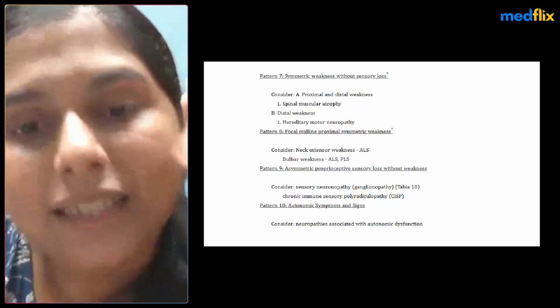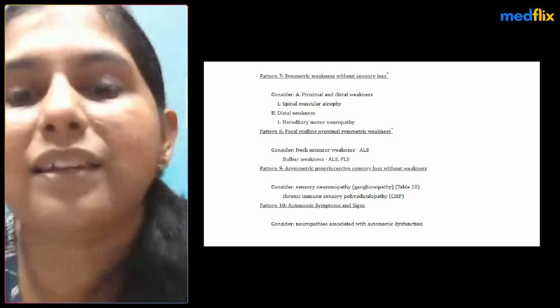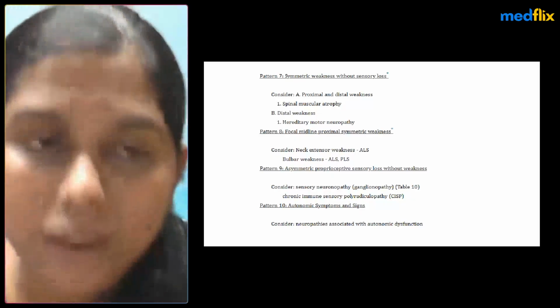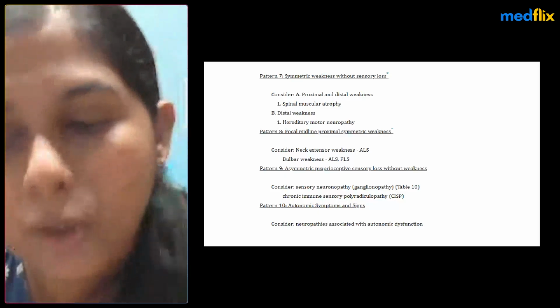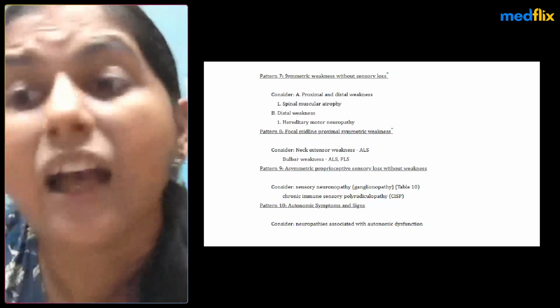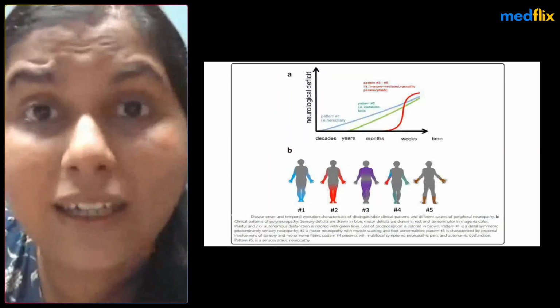And then finally, pattern 10 is autonomic symptoms and signs. So here we have to consider neuropathies with autonomic dysfunction, which I have said is what we need to always remember: amyloidosis, diabetes mellitus, HIV, porphyria, things that we haven't to miss.